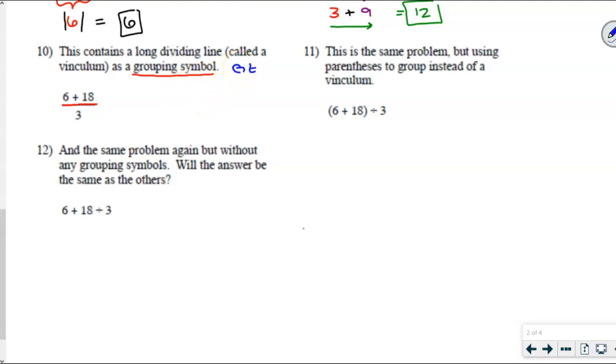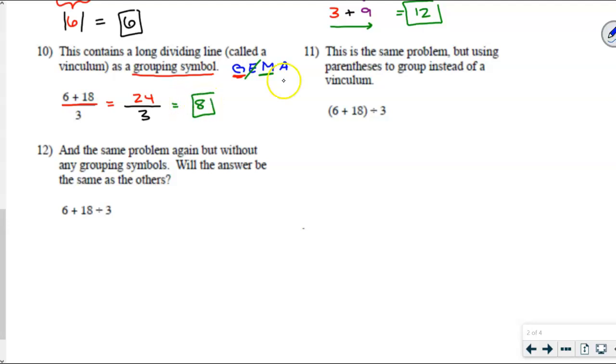Again, order of operations is remembered with GEMA. Are there any grouping symbols? Yes. So what am I supposed to do first? The 6 plus 18. And what is 6 plus 18, Andrew? 24. And bring everything else, instead of down, I'm going across this time, bring everything else over. So we're still dividing by 3. Any exponents? No. Any multiplication or division? Yep. 24 is being divided by 3. 24 divided by 3 is equal to 8.